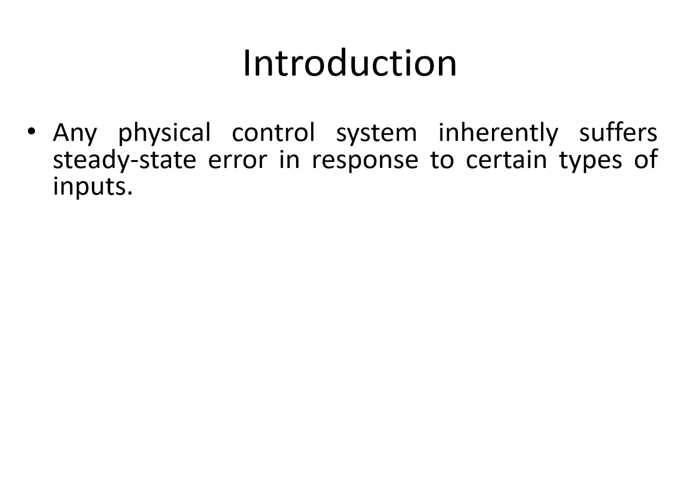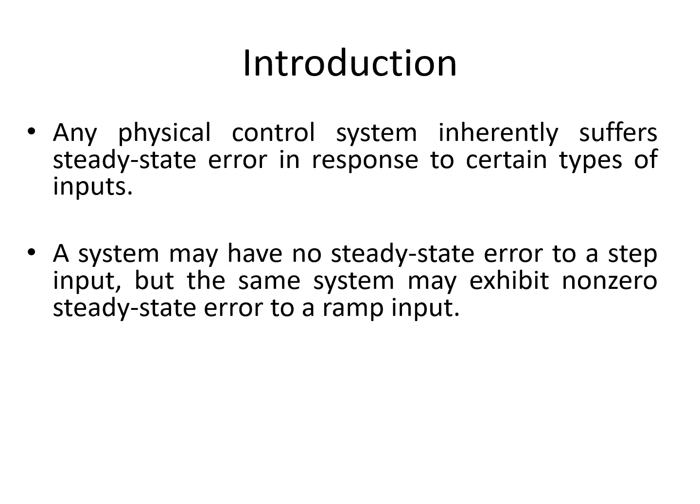Now coming to the introduction part. As I told, any control system inherently suffers from steady state errors in response to certain types of input. That is what I told you. When some kind of input is given, there is a chance that due to some malfunctioning you may have some errors in your result. So these systems may have no steady state error to a step input, but the same system may exhibit a non-zero steady state error to a ramp input. That means the error we are going to get from a system varies from input to input, right?